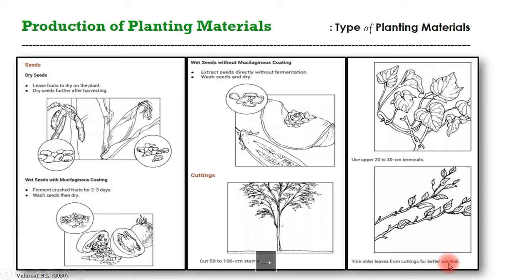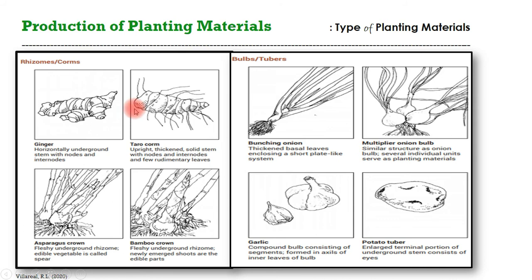Aside from seeds and cuttings, rhizomes and corms are also planting materials. You can obtain ginger, taro corm, asparagus crown, and bamboo crown as your planting material. For the bulbs and tubers, we have bunching onion, multiplier onion bulb, garlic, and the potato tuber.